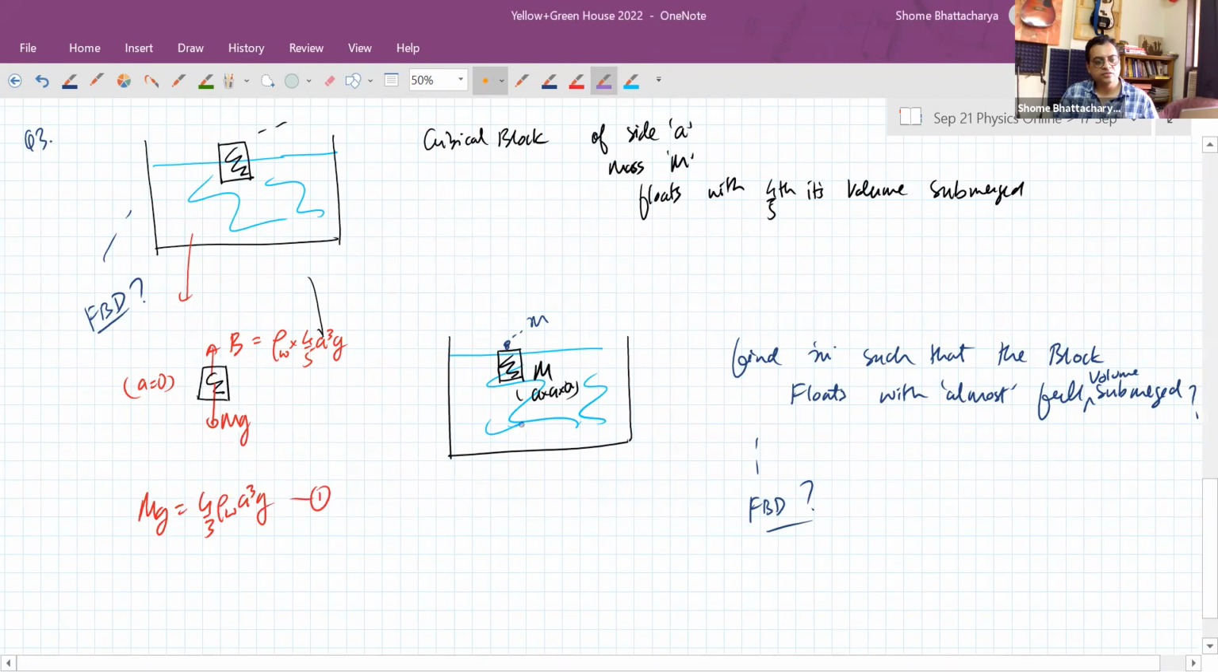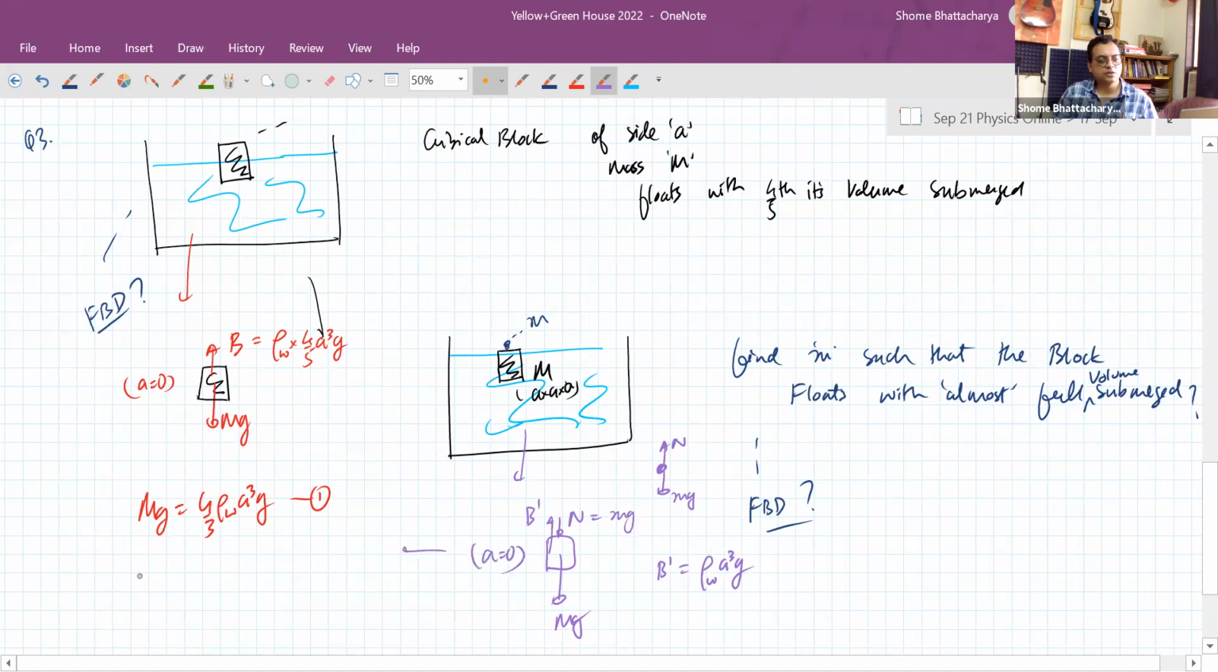Now in this case, the free body diagram will look like there is a normal reaction that the other small particle is applying. That is above water, so it's not experiencing any buoyant force. And there is weight. And there is a new value of buoyant force. So the new value of buoyant force is density of water into A cube into g.